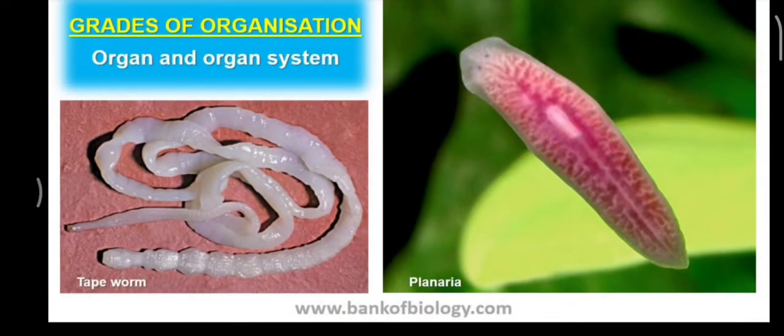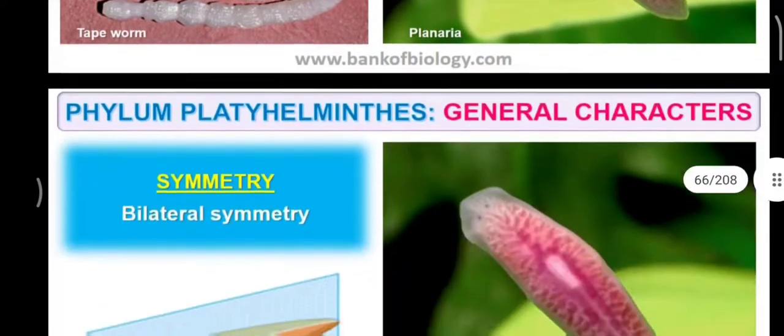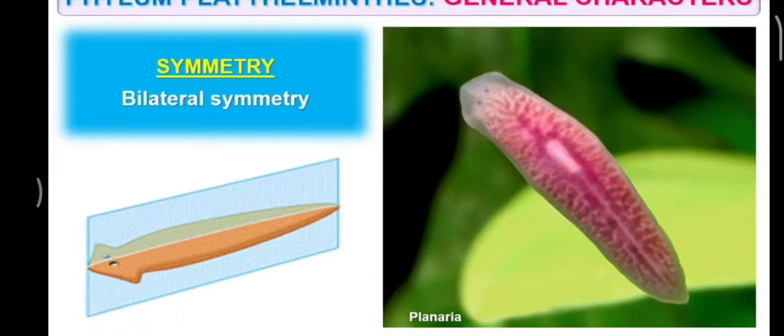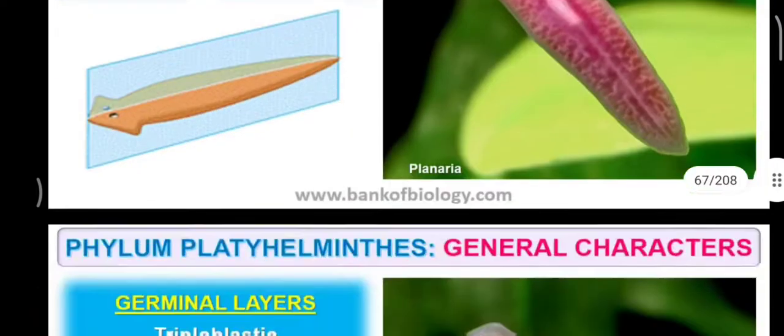These are dorso-ventrally flattened. That's the reason they are called Platyhelminthes. Here the symmetry is bilateral symmetry. When we cut the animal along a particular axis, the mid-sagittal plane, we get two halves. That's the reason it is called bilateral symmetry.